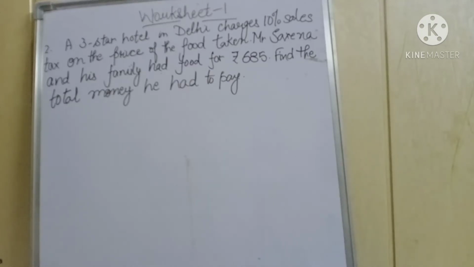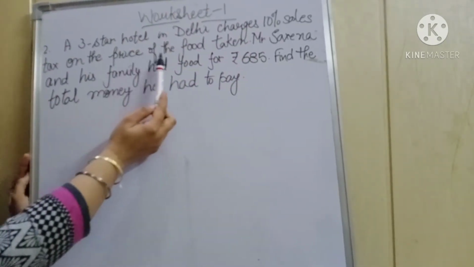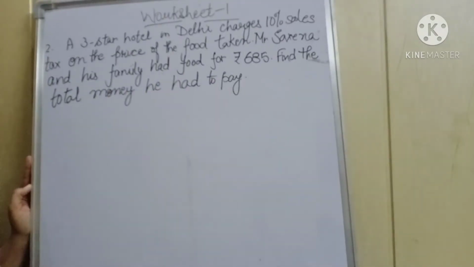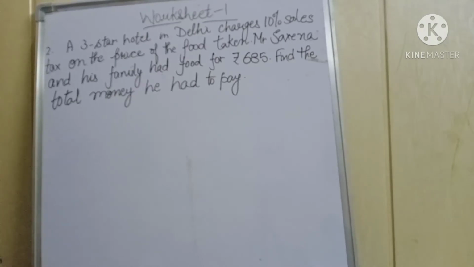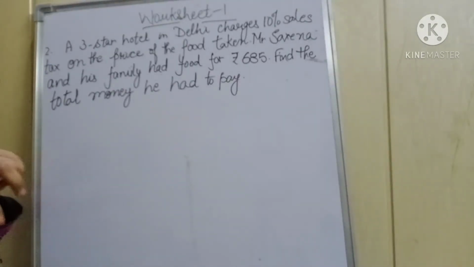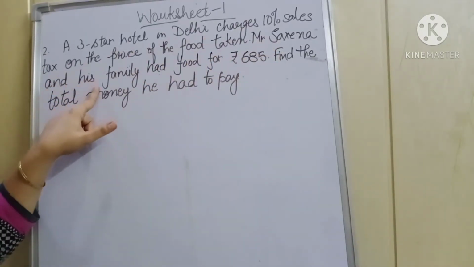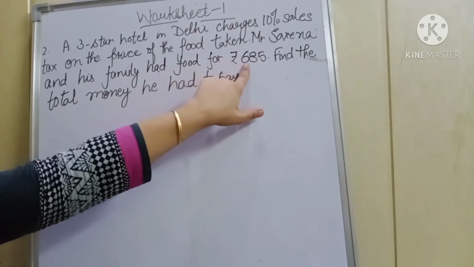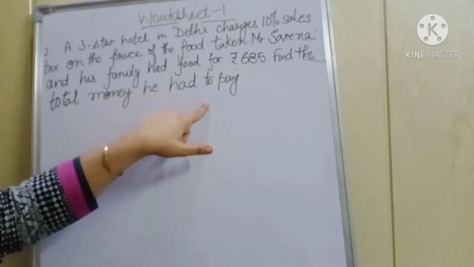Let us solve sum number second. A 3-star hotel in Delhi charged 10% sales tax on the price of the food taken. We often go for dinner in a hotel. When we pay the bill, it is something more than our food order. That is a tax which is included in the bill. Everyone must check the bill of the food. Mr. Saxena and his family had a food for rupees 685. Find the total money he had to pay.